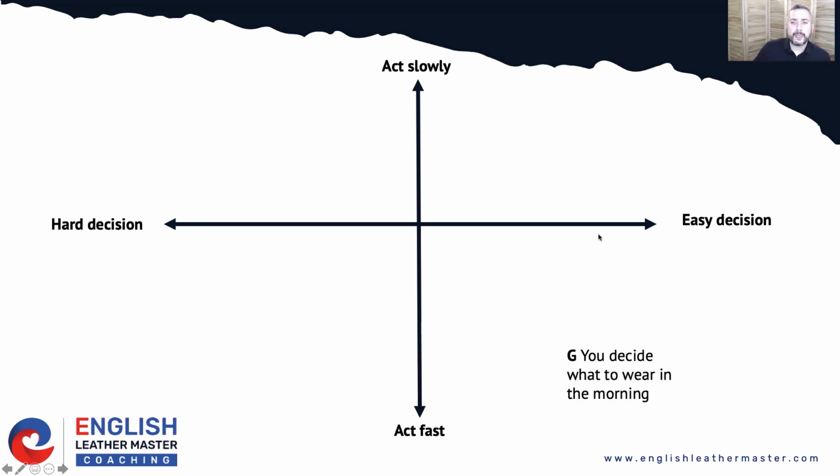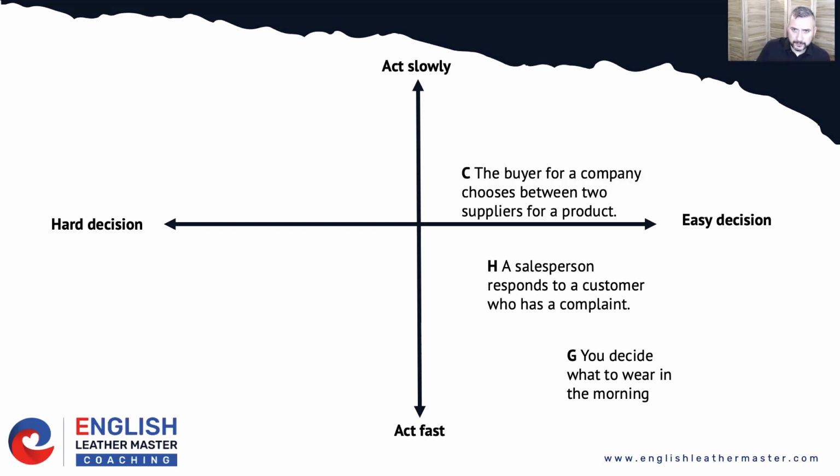So, deciding what to wear in the morning, you can do that really easily, and you can do that fast. If you're responding to a complaint from a customer, generally it's an easy decision what to do next, and you can act fairly fast. Simple stuff. If you are a buyer for a company and you're choosing between 2 suppliers, it might take a little bit more time, and it's a medium hard decision.